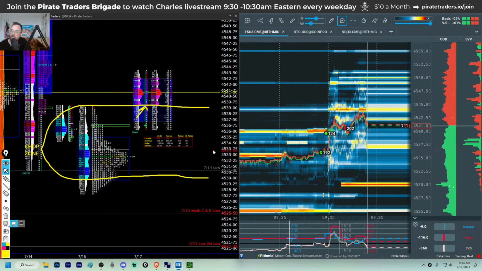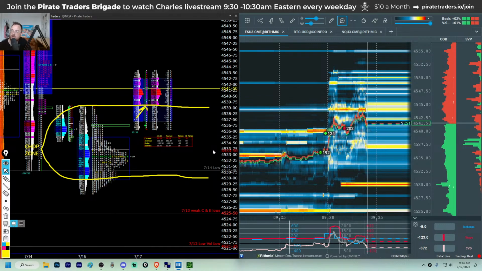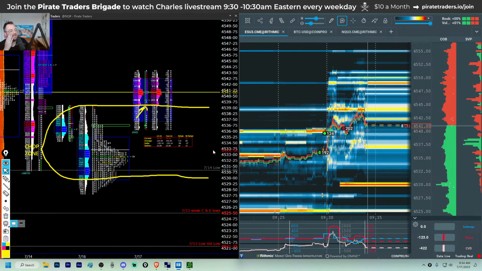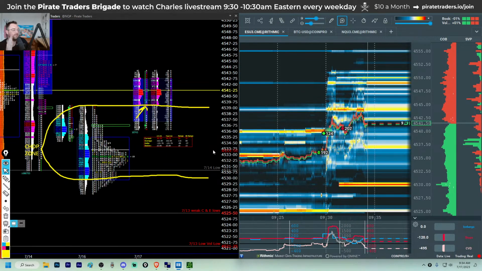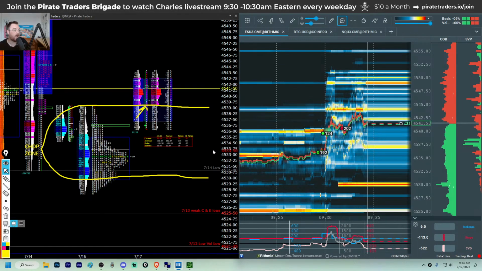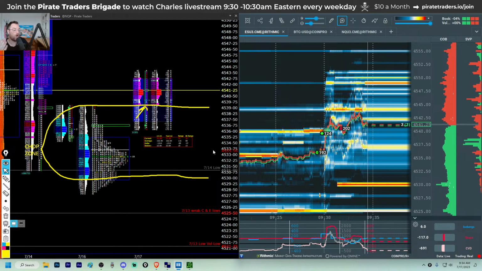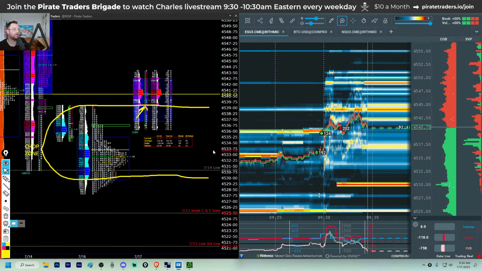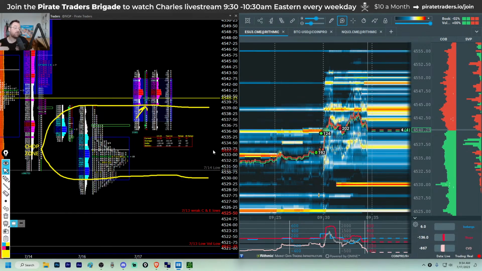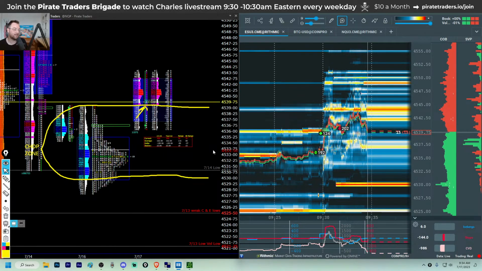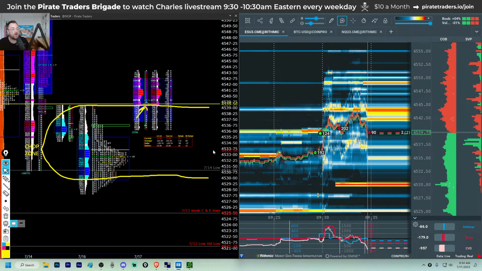Rob says, does the TPO help you when econ data comes out, or do I sit out? It depends. Everything is case by case basis. All that the TPO chart is doing is showing me the actual information that's in the market. It's how many contracts traded at what level. That information is always valuable because it's telling you what's happening right now. The why it's happening and the what comes next, that's the art of trading. That's what we're doing as traders. We're trying to analyze the information we have and make predictions.